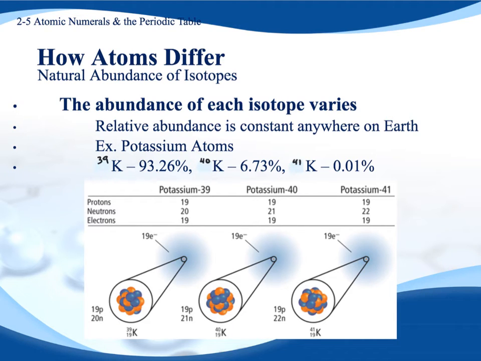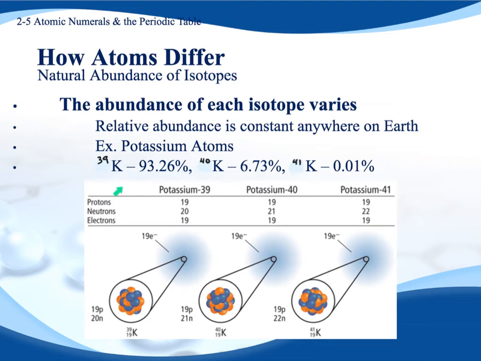They don't exist in a 1/3, 1/3, 1/3 split. 93.26% of potassium is potassium-39, 6.73% of it is potassium-40, and 0.01% of it is potassium-41. So again, it's not 33.33, 33.33, 33.33. This distribution is like this, and it's like this everywhere on Earth. To the best of our knowledge, that is the distribution of it.